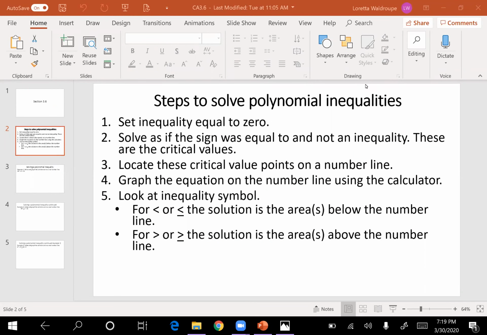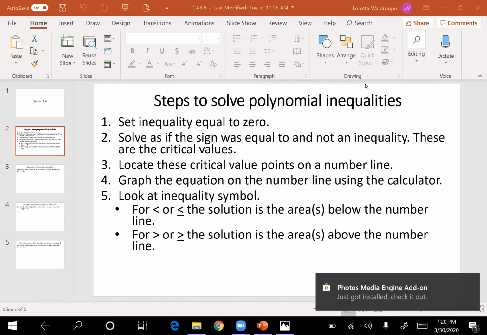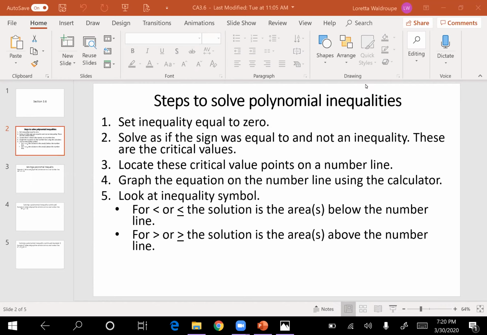Okay, we're going to look at 3.6 and how to solve polynomial inequalities. We've learned how to solve polynomial equations using factoring, quadratic formula, different methods. But now how do we do it if it's not equal, if it's less than, greater than, or something to that effect? Okay?